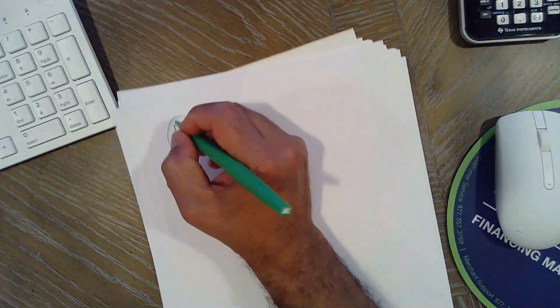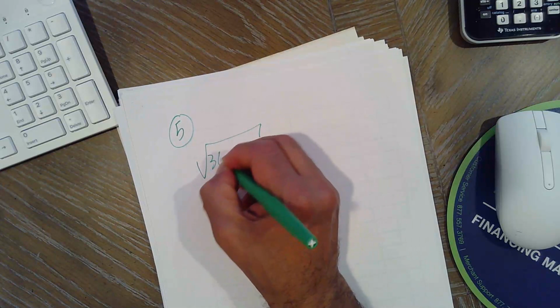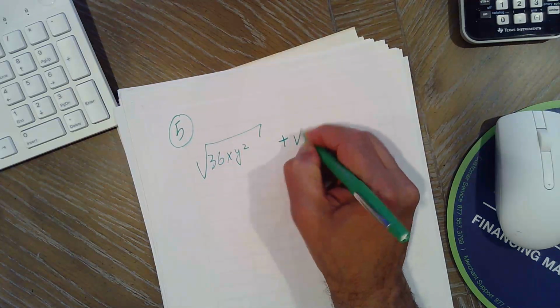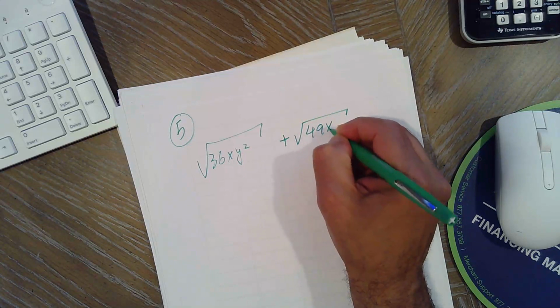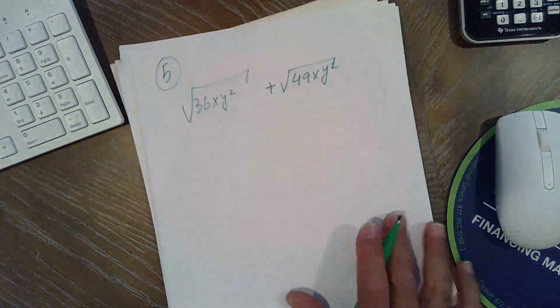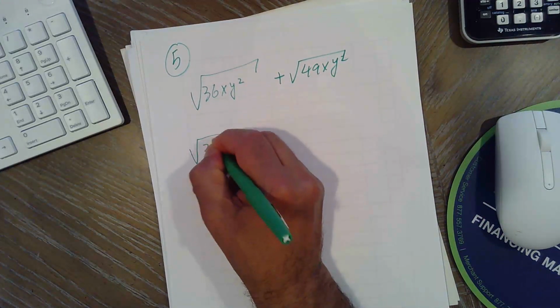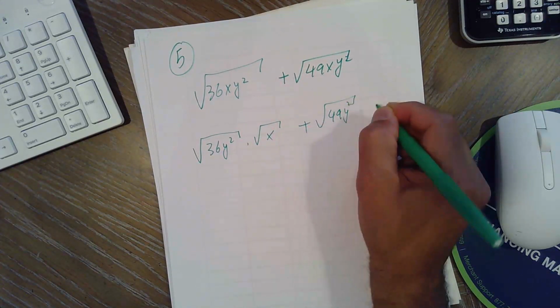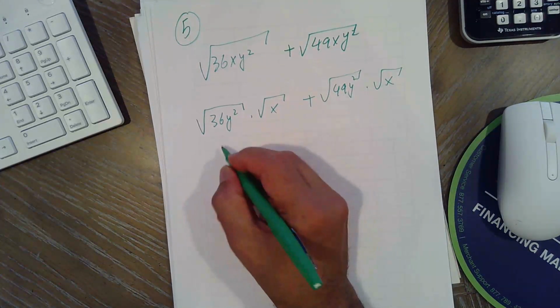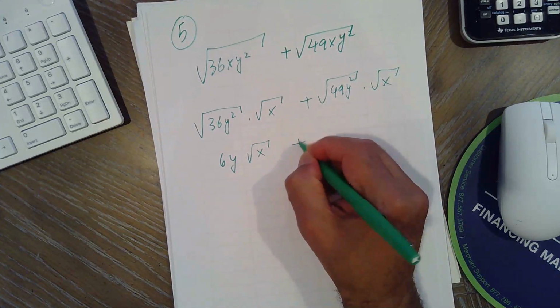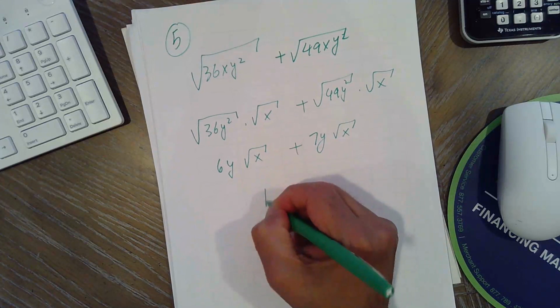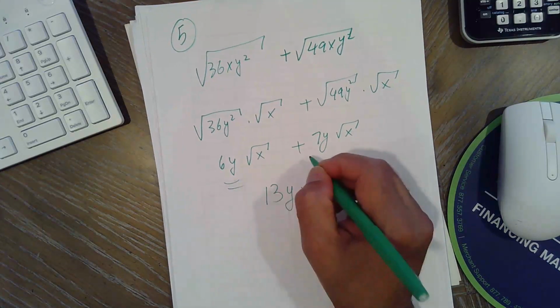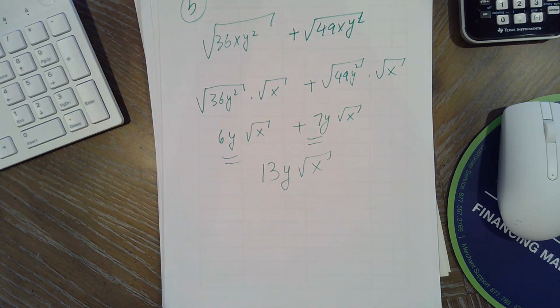Number 5. Square root of 36xy squared plus square root of 49xy squared. Assuming here all variables are positive, let's do the perfect squares together. 36y squared, the leftover is x. Same thing here, 49y squared, and x is the leftover. Assuming everything is positive, this is 6y root x. This is 7y root x, which is 13y, right? If we add the y's together, we get 13y root x. Okay, there's a couple more. You can look them over. That's all I wanted to do.